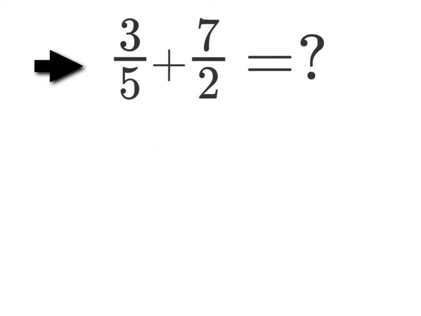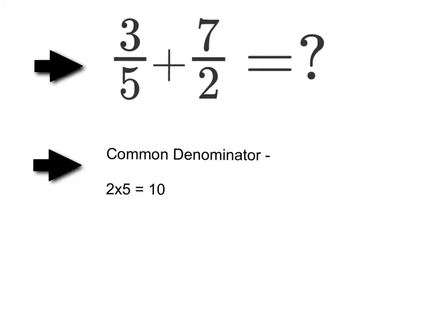Now let's take a look at 3/5 plus 7/2. In this situation, the denominators are not the same, so we're going to have to find a common denominator. An easy way to find the common denominator here would be simply to multiply the denominators in each fraction. So 2 times 5 would give us 10. That would be our common denominator that we can use as we manipulate these fractions.